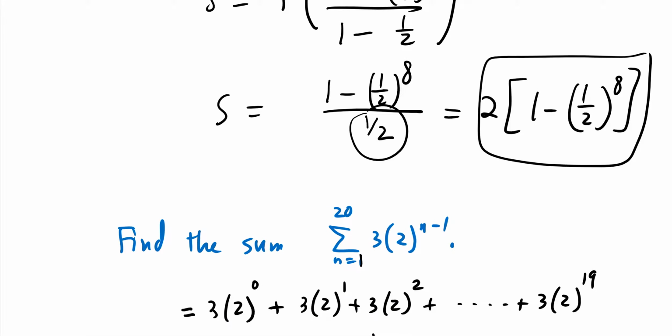If you put n equals 1, you get 3 times 2 to the 0, then 3 times 2 to the 1st, all the way to 3 times 2 to the 19th.